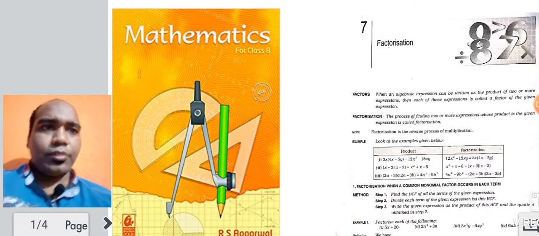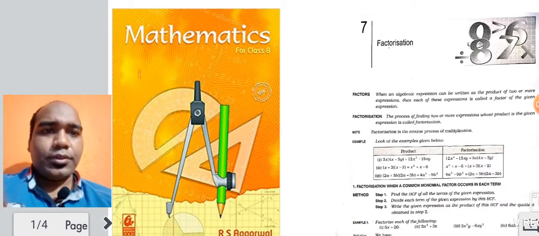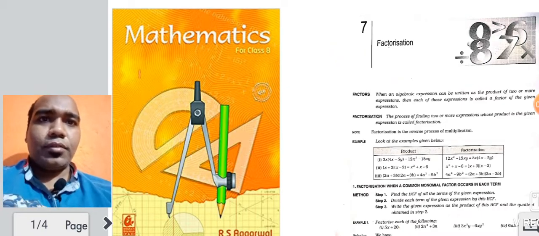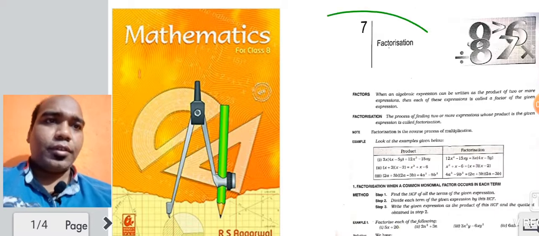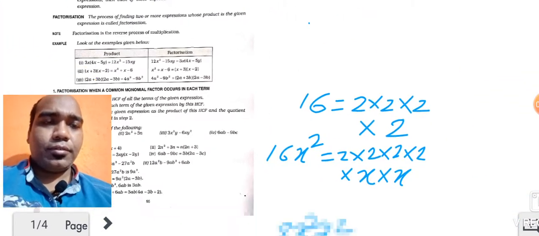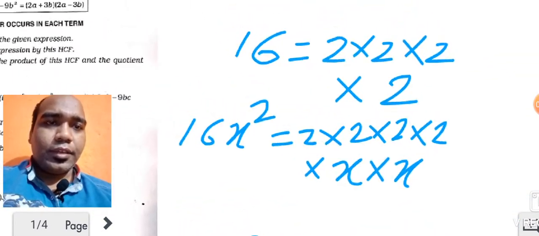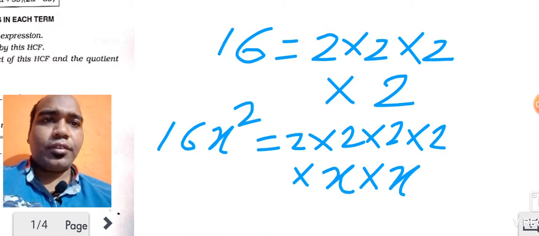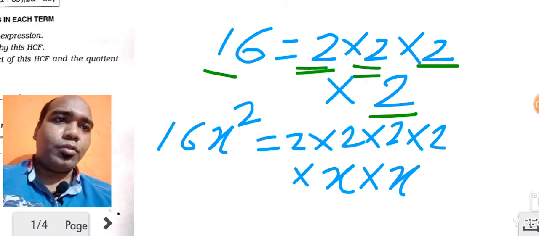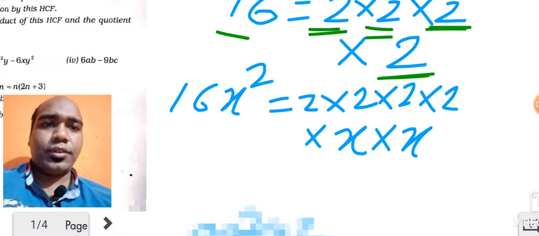Today we are going to start a new chapter in your maths, that is factorization. Factorization means what? Simply finding the factors. Like, if I ask you what are the factors of 16? 16 we can write as 2 into 2 into 2 into 2. 2 into 2 is 4, 4 into 2 is 8, 8 into 2 is 16.